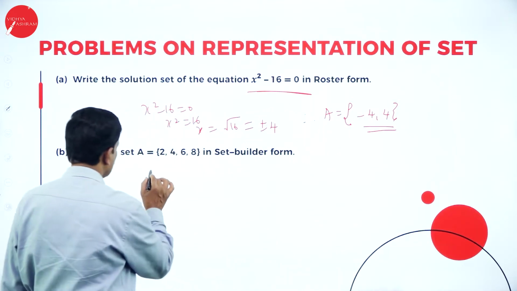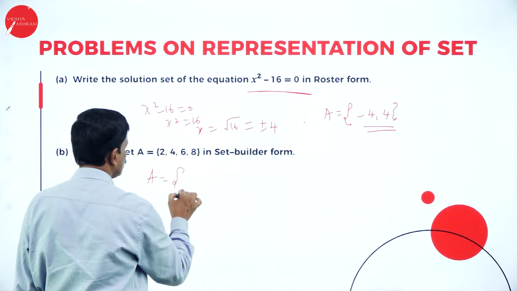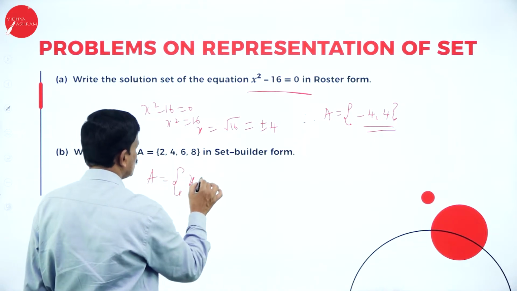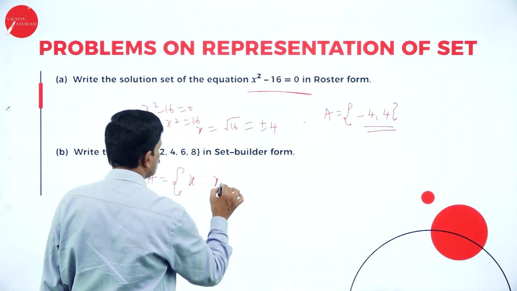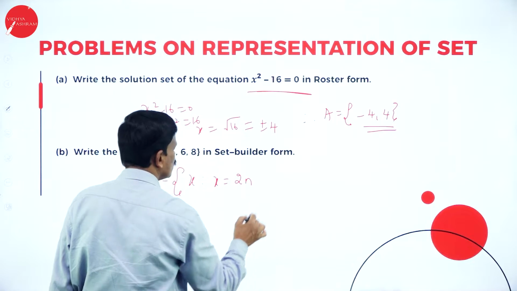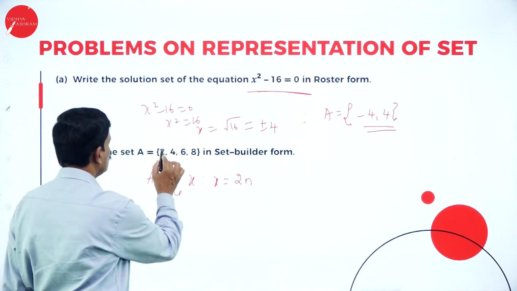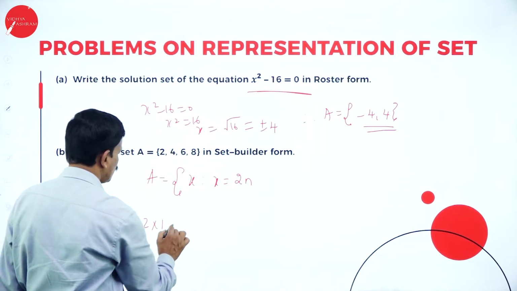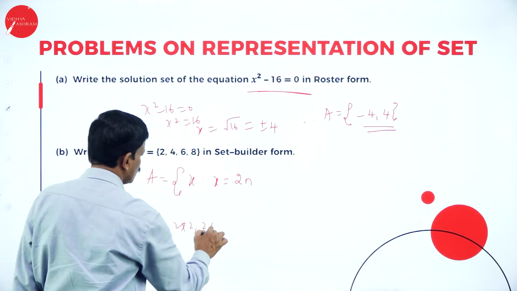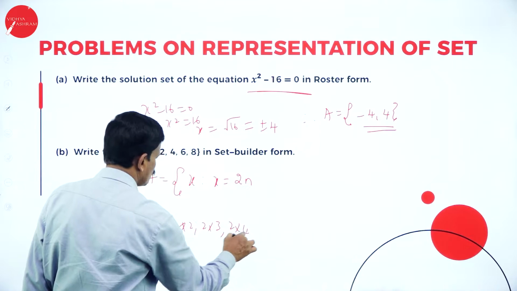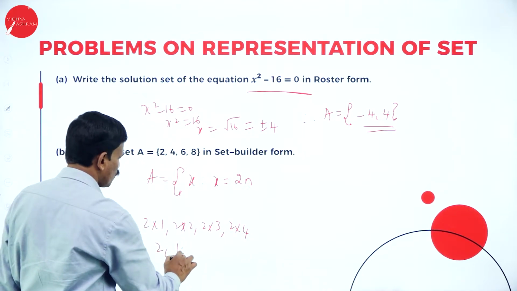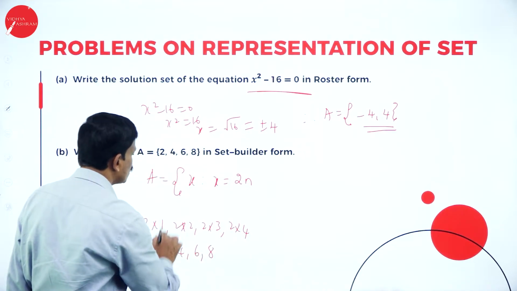So, that is nothing but A is equal to, if you observe carefully, x such that x is equal to 2n. This is nothing but multiples of 2: 2 into 1, 2 into 2, 2 into 3 and 2 into 4. So, 2 1s are 2, 2 2s are 4, 2 3s are 6, 2 4s are 8, which are the elements.